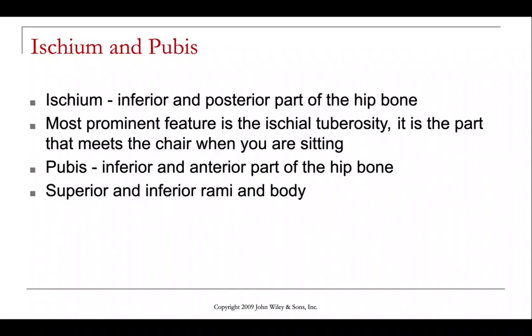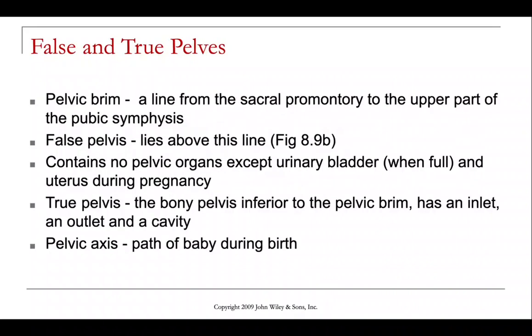The ischium is inferior and posterior, part of the hip. The most prominent feature is the ischial tuberosity. That's the part that should be on the chair when you're sitting if you're not slouching too much. The pubis, inferior and anterior, and it's going to have a superior and inferior rami and body.